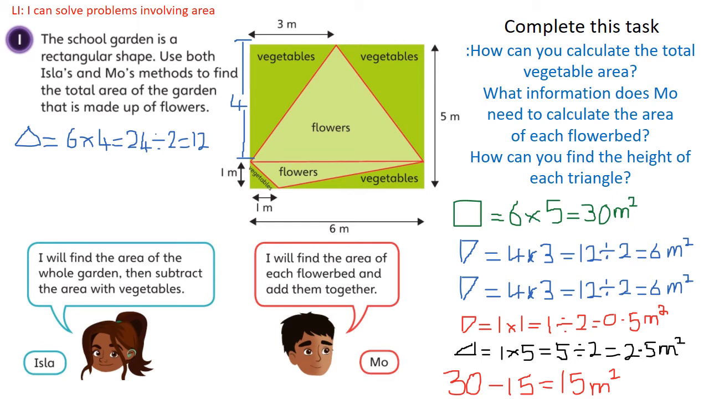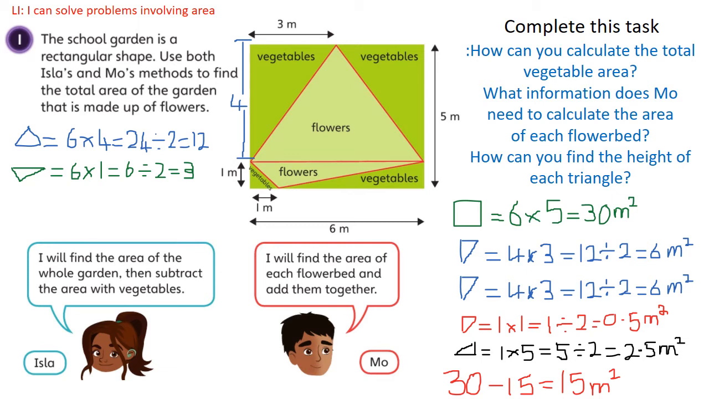Then we've got our other flower bed. Again, our base is 4. Remember, this flower bed is just upside down, so the base is at the top. The base is 4, and our perpendicular height there is 1, because it is the same distance. It is the distance from the base up to the tallest point at right angles. So for that smaller triangle, to find the area, we do 6 times 1, which is 6. We divide that by 2, which is 3.